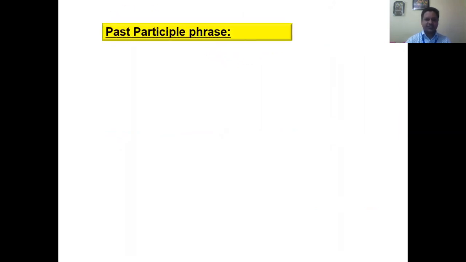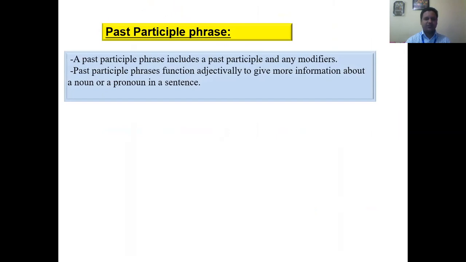Past participle phrase. What is a past participle phrase? A past participle phrase includes a past participle and any modifiers. Past participle phrases function adjectively to give more information about a noun or a pronoun in a sentence. So you can see a past participle phrase starts with a past participle and it takes modifiers with it.